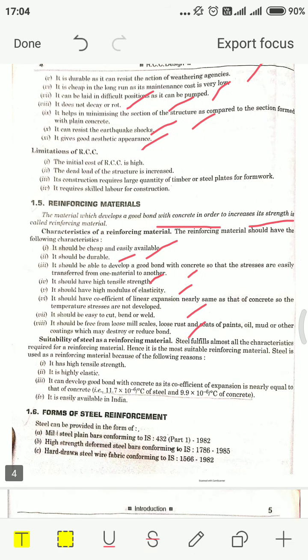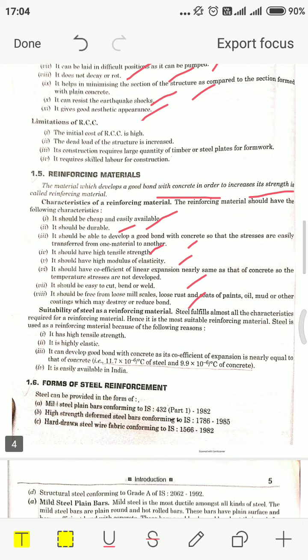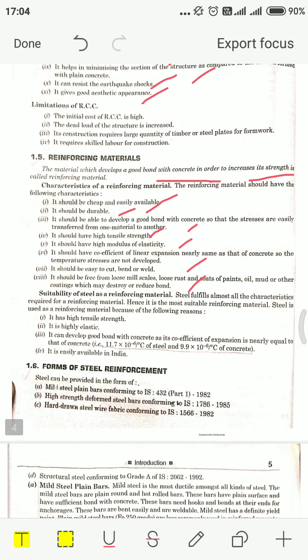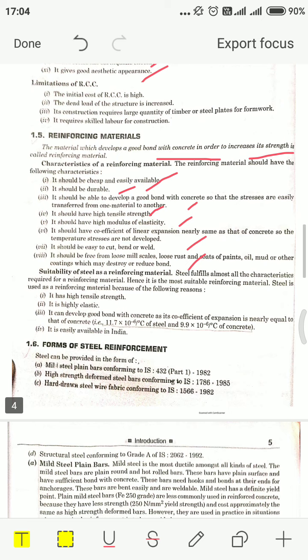Suitability of steel as reinforcing material. Why do we use steel as a reinforcing material? Steel fulfills almost all the characteristics required for the reinforcing material, hence it is the most suitable reinforcing material. Steel is used as a reinforcing material because of the following reasons: it has high tensile strength, it is highly elastic, it can develop good bond with the concrete, and it is easily available in India.